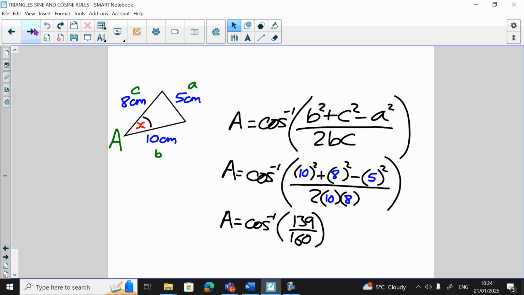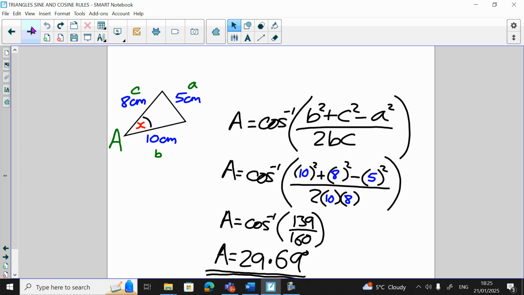So now put in shift cosine or second function cosine. So you should see cos with a minus 1 in your calculator, and it should open a bracket, then do 139 divided by 160, or use your fraction key, whatever. But close your bracket after that, right, and see what you get. I know I'm not going to get an exact whole number. I know I'm going to get a decimal, so I'm going to go for 1 or 2 decimal places here.